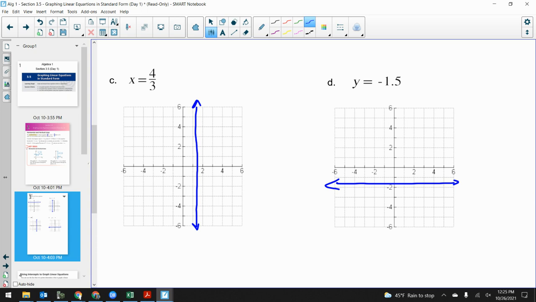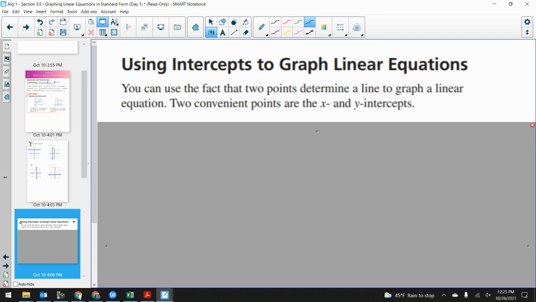Okay, that was hopefully pretty easy, right? You just have to be able to identify it when it comes across. Horizontal lines are y equals, vertical lines are x equals. Okay, now, flip it over onto the back.